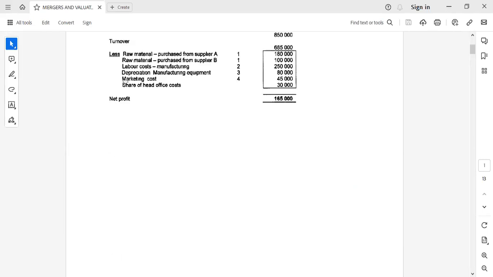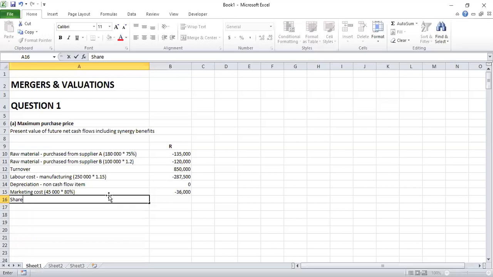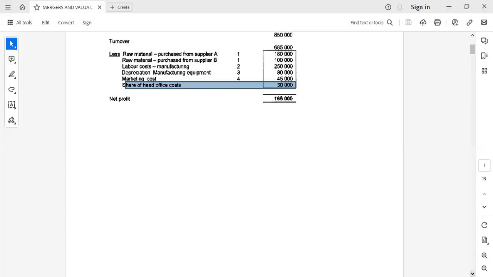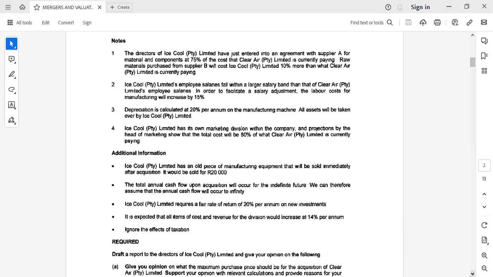Then there's share of head office costs. This is an allocated cost. We don't include it, unless they say that there will be incremental costs relating to the head office that will arise from this acquisition. Right, so allocated costs are not included. So we've dealt with 1 up to 4.